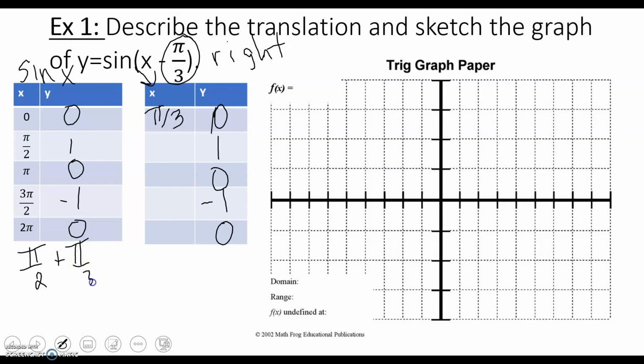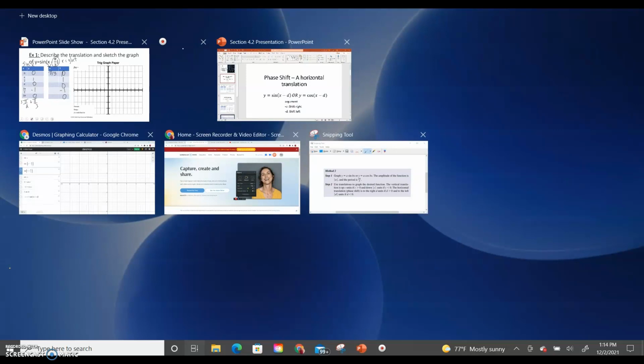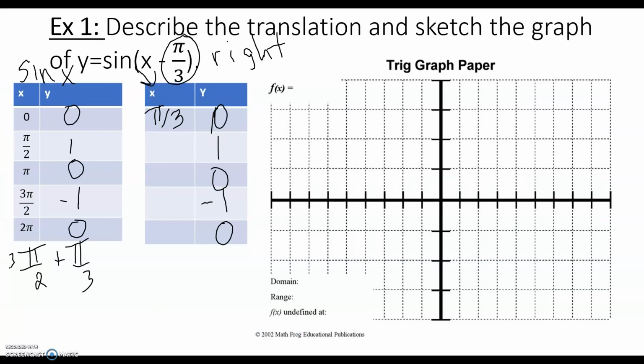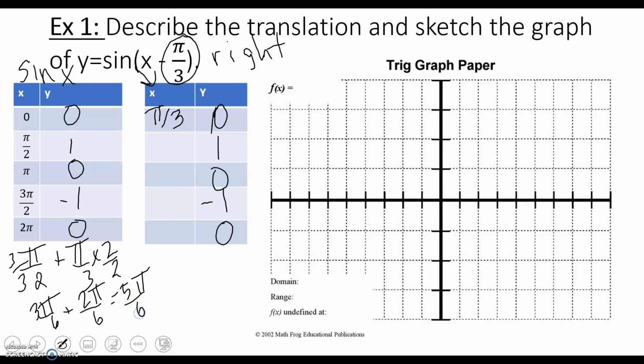You have to find a common denominator. The common denominator would be 6. So I will multiply top and bottom here by 3. And then I will multiply top and bottom here by 2. And that will give me 3 pi over 6 plus 2 pi over 6, which is 5 pi over 6. So I get 5 pi over 6 here. If I do pi plus pi over 3, that gives me 4 pi over 3.